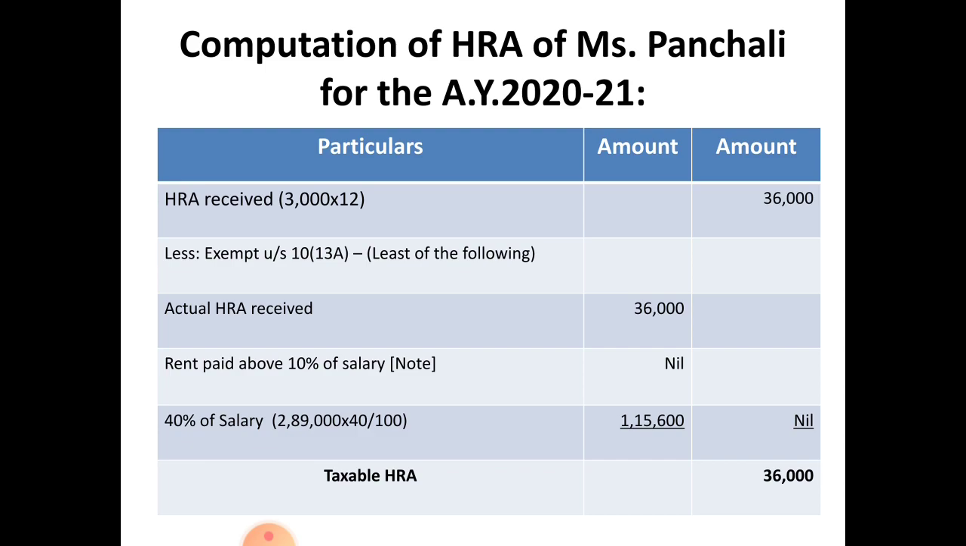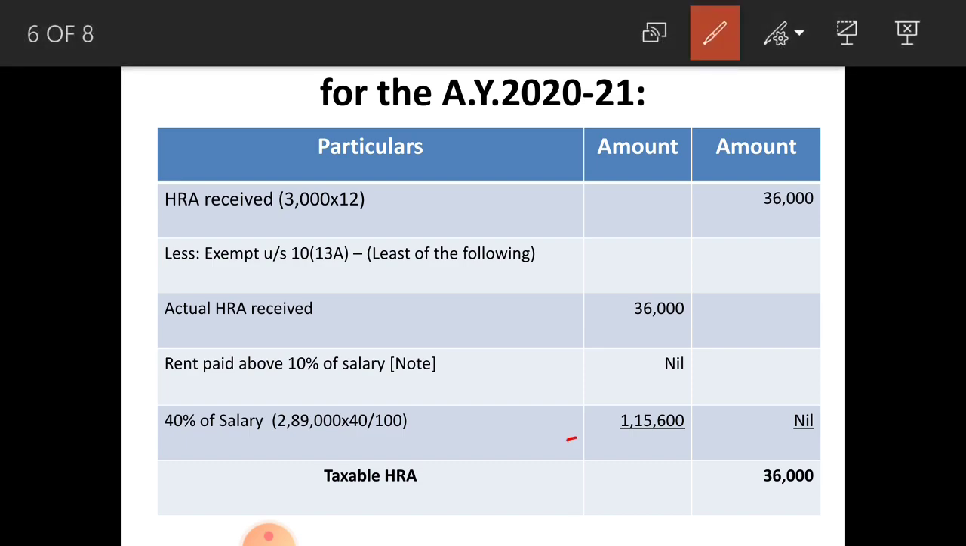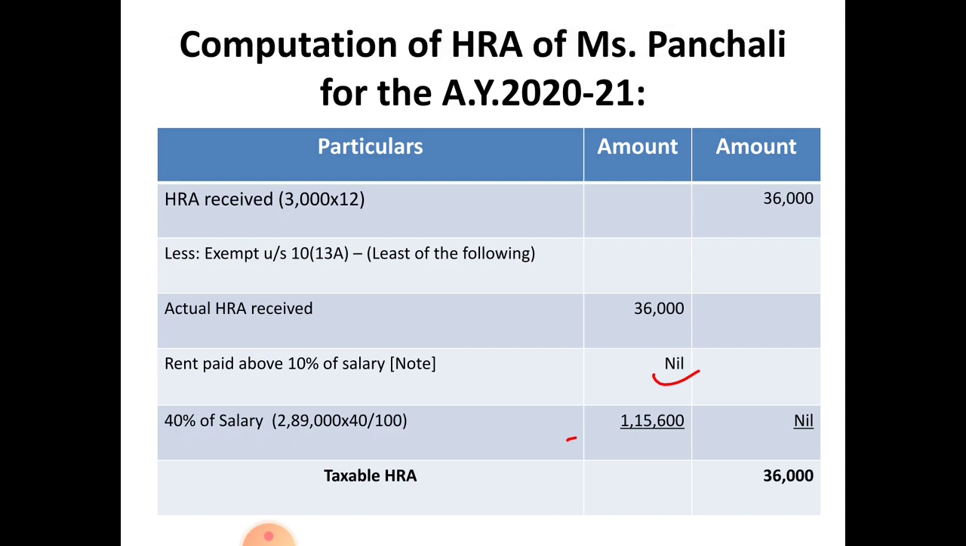40% of salary, that is 2,89,000, is 1,15,600. Here least is nil, that is rent paid over 10% of salary is nil. That is your exempted amount of HRA. So the taxable amount of HRA is 36,000. That means what they actually received is fully taxable.